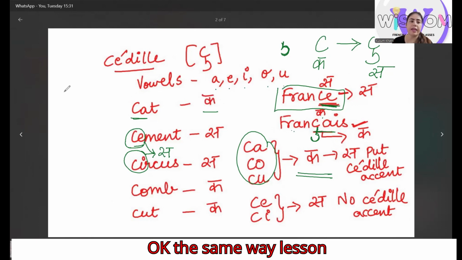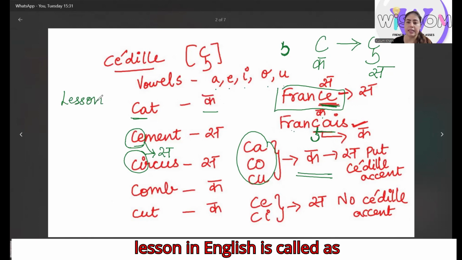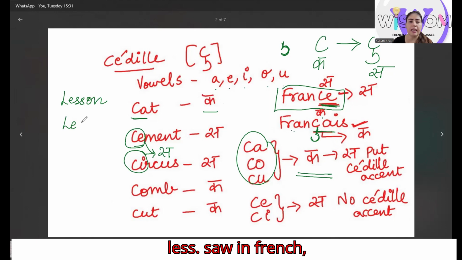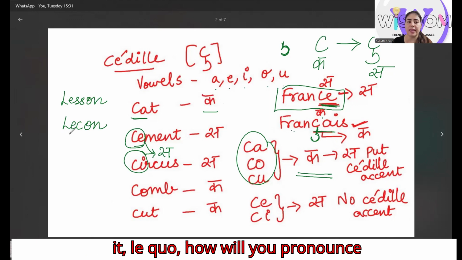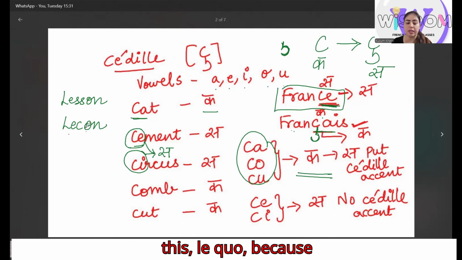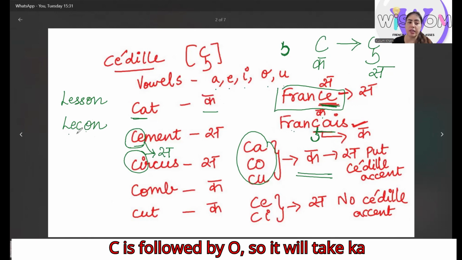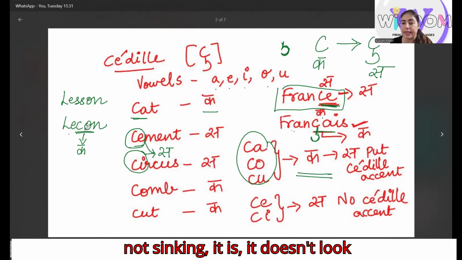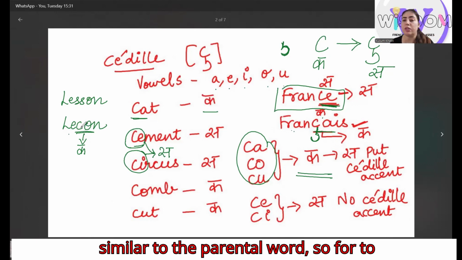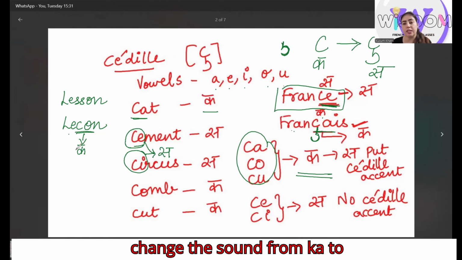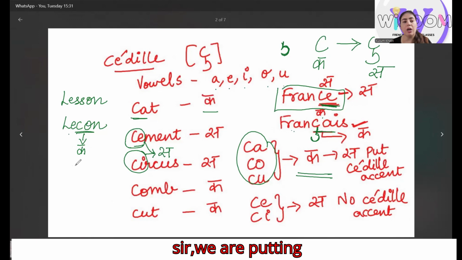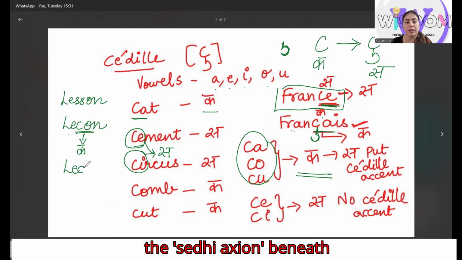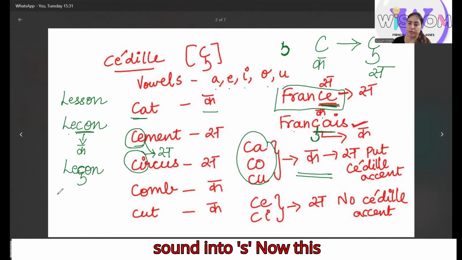The same way, lesson in English is called leçon in French. Now see how you will pronounce it. Le con. How will you pronounce this? Le con, because C is followed by O, so it will take the K sound. But it is not syncing. It doesn't look similar to the parental word. So to change the sound from K to S, we are putting the Cédille accent beneath C, to change the sound into S.